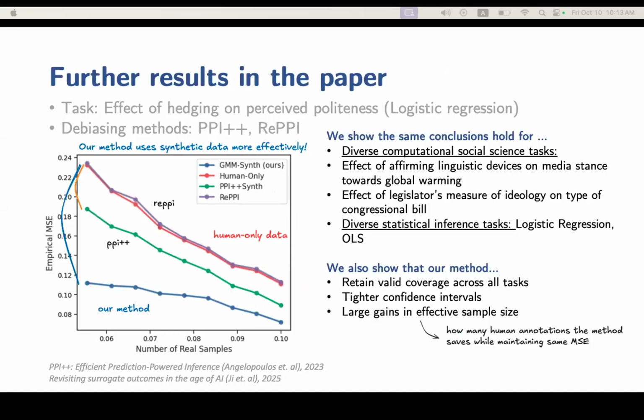And so during the talk, I was mainly going through this running example, but in our paper, we show that the same conclusions hold for a diverse set of computational social science tasks, and also a diverse set of statistical inference tasks, totaling up to 8 different tasks. We also show that our method retains valid coverage across all tasks, and also results in tighter confidence intervals, and large gains in effective sample size. And what effective sample size means here is how many human annotations the method saves while maintaining the same performance.